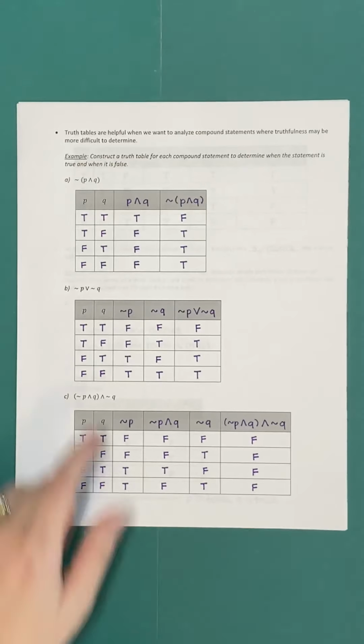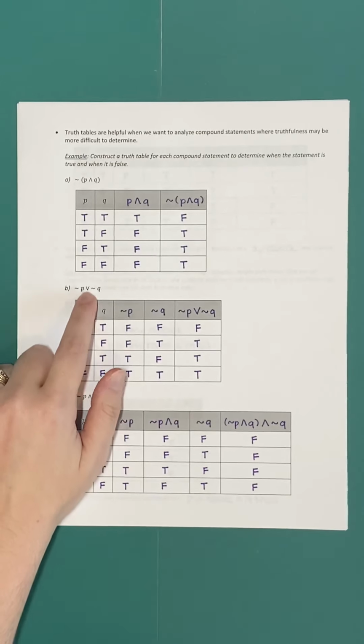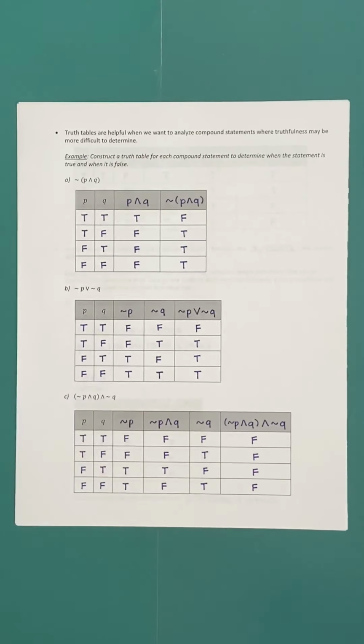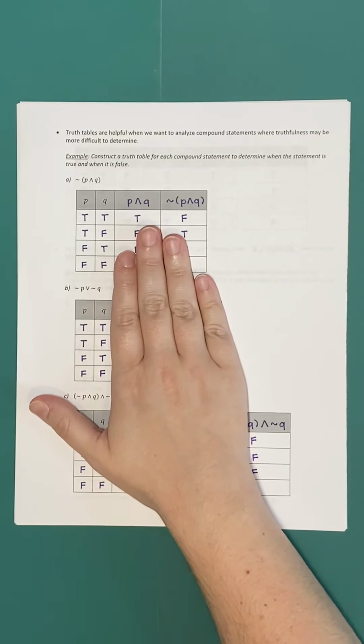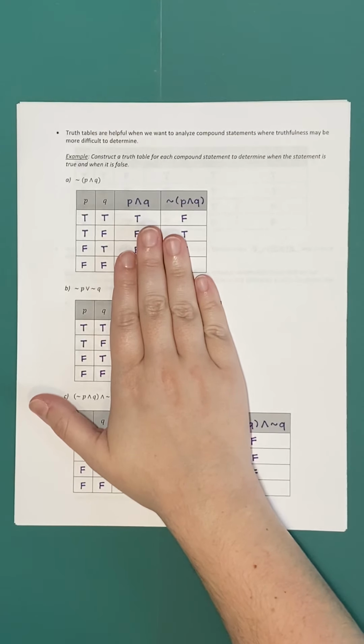Okay, let's try another one. Not P or not Q. Now we have three things here. We have two negations and we have a disjunction. Start with our original statements, P and Q, list all the different true and false possibilities, and then again we're going to layer in one operation at a time.